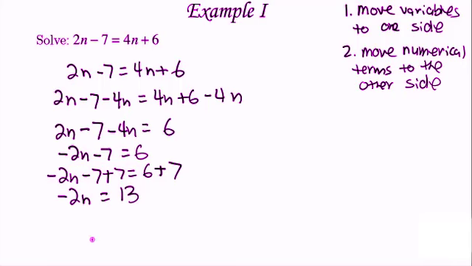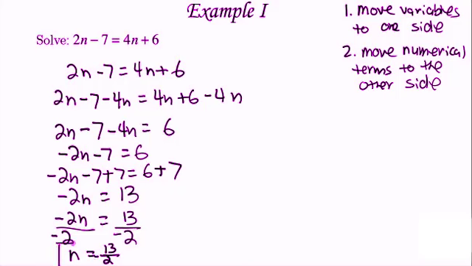Now I'm down to something I'm familiar with, which is just needing to isolate the variable. And in this case, I'm going to use division. So I'm going to divide both sides by negative 2. Remember, keep it negative. And those negative 2's will cancel out, and I'm going to get n equals negative 13 over 2.